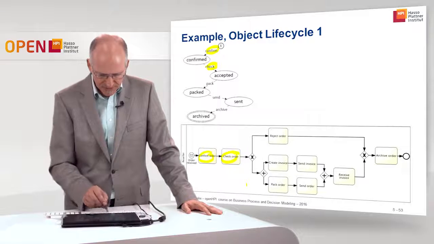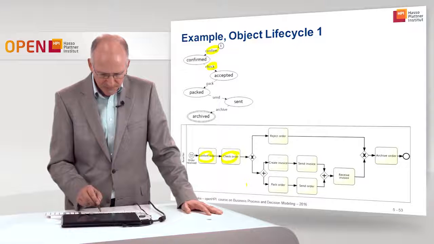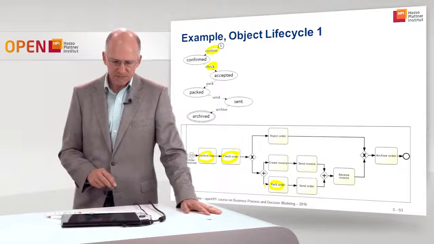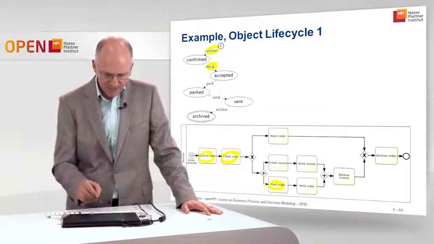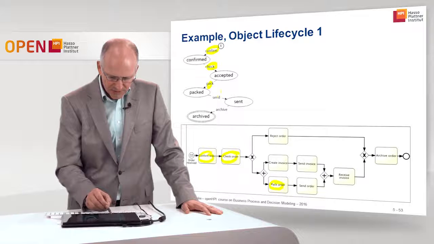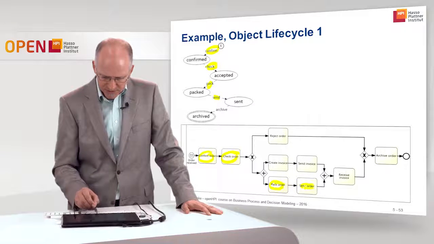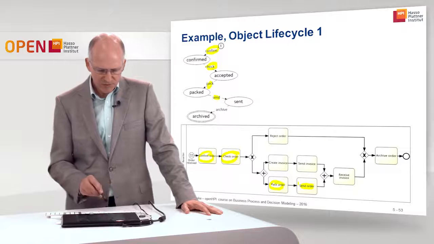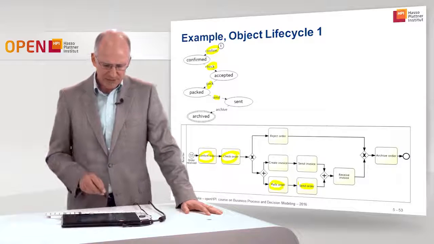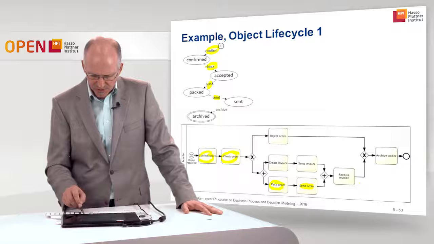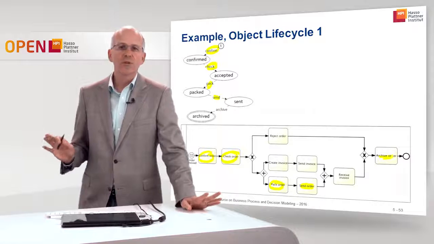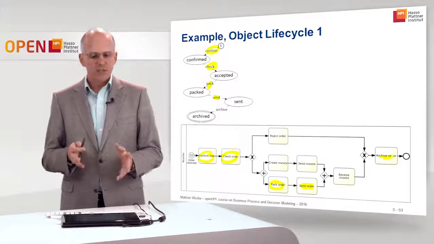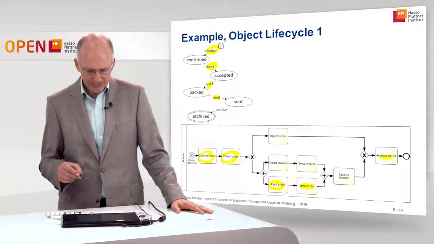And in state accepted, there can be a state change to packed. So pack can use the data object in state accepted, changes it to state packed. So pack is here, then send is here, and send is here. So the data object can traverse from packed to send, and finally it's archived. And there's something intermediary with an invoice, and we do not cover the invoice here. We just look at each data object at a time.